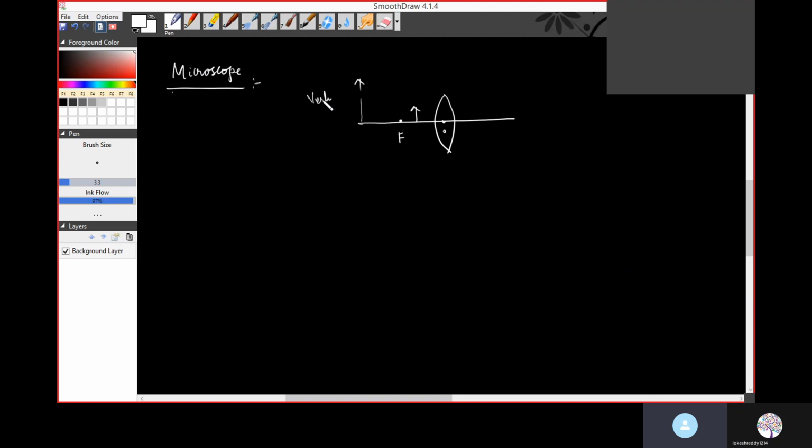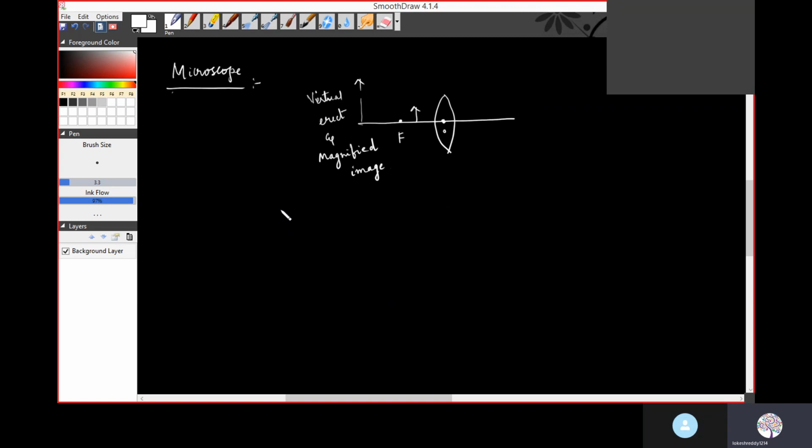And at the focus, if you place it, you'll get the image at infinity. This is placed between the focus and the optic center. What will you get? You'll get a virtual, erect, and magnified image.